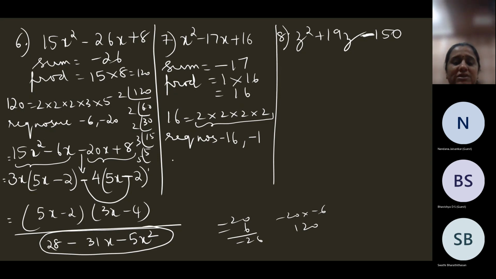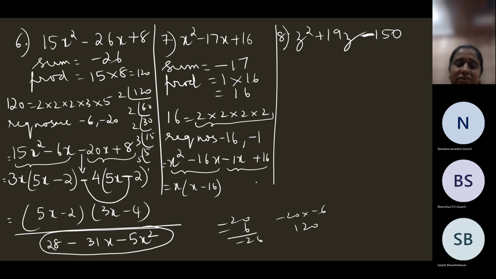Okay, now we'll have to split the middle term. So x squared minus 16x minus x or 1x. Minus 1x or simply x plus 16. Now group the first two terms and the last two terms. So x is common, x minus 16. The third and fourth term, nothing is common.